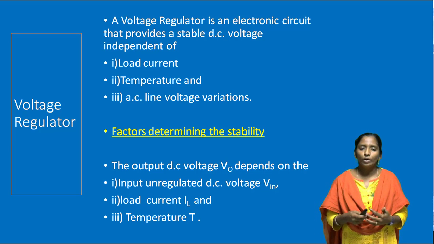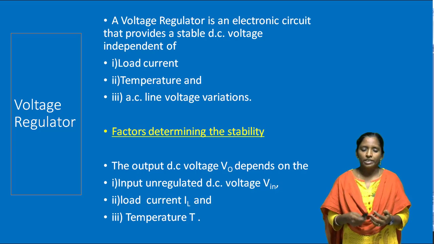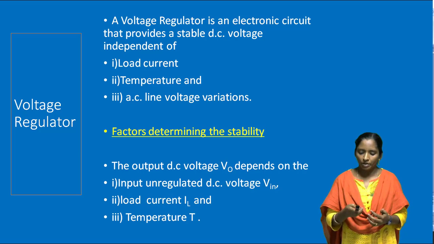And one more is load current. If there is a change in the load current, there is no change in the output voltage. One more is temperature. Generally in a PN junction diode, if temperature increases, current also increases, and according to the current, voltage will also increase. But in a Zener diode, if there is a change in the temperature, there is no change in the output voltage. These are the factors determining the stability of the voltage regulator.